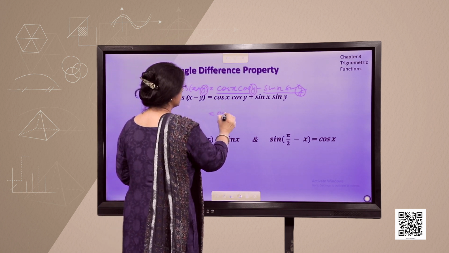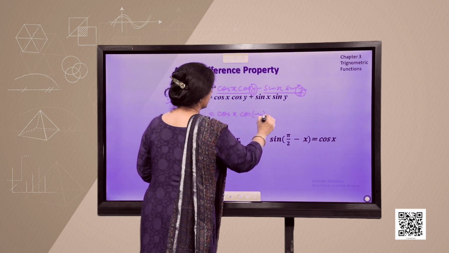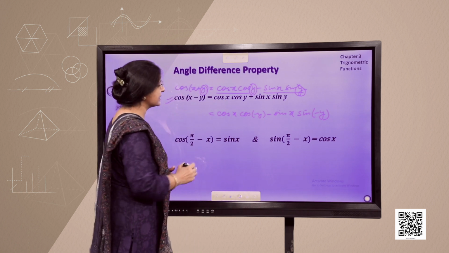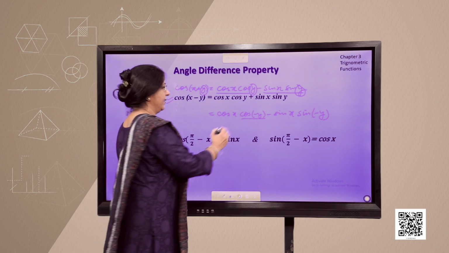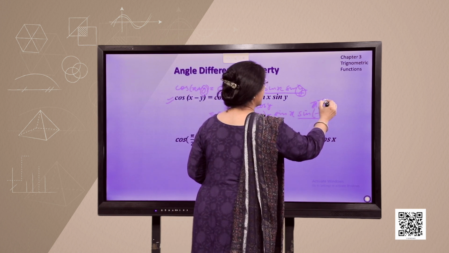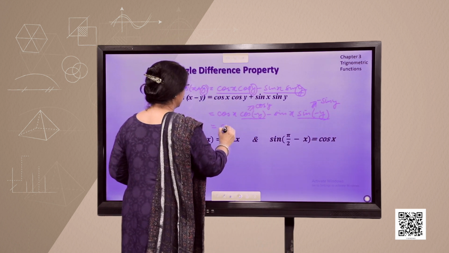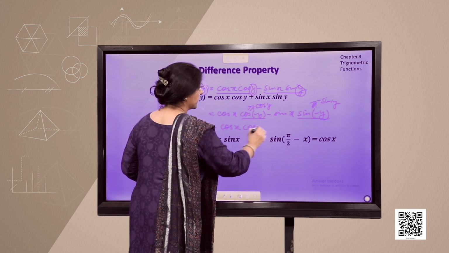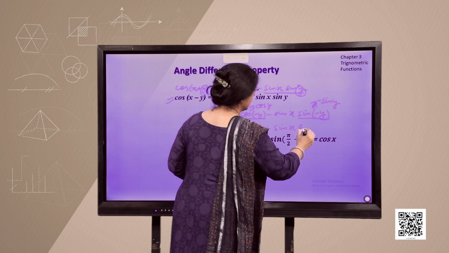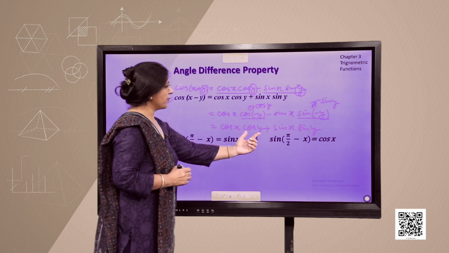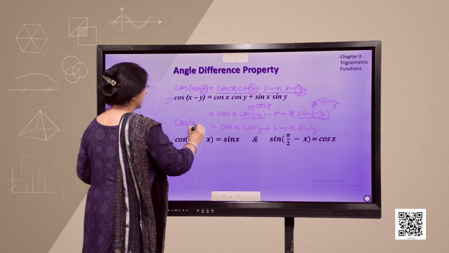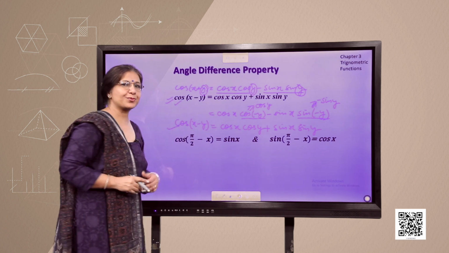So here it will be cos x cos of minus y minus sin x sin of minus y. Now as we already discussed, cos of minus y is cos y, and sin of minus y is minus sin y. So writing it again, this will become cos x cos y minus sin x, and this minus and this minus will make it plus, so sin x sin y. Now we obtained this result on the right hand side by replacing y with minus y. Here also we will replace y with minus y, so what we will get? cos(x-y). So this identity is proved, so simple.